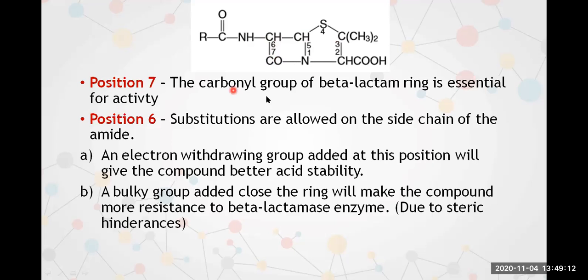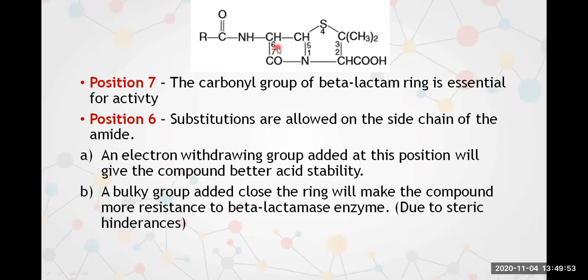So 7 is having a carbonyl group, a plain carbonyl group, which is in the beta lactam ring. And this carbonyl group is essential for activity. If you reduce this carbonyl to the methyl, then there is a loss of activity. If you replace this carbonyl with another substitution like CHOH or CH methyl, or any other, then also you will find a decrease in activity. So what is important? The plain carbonyl group.